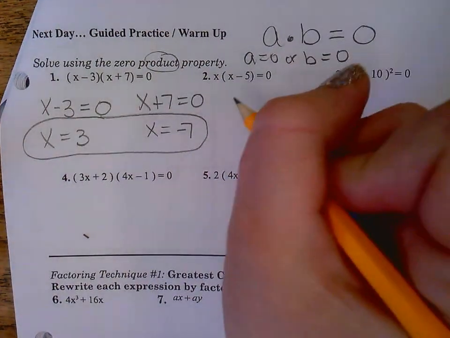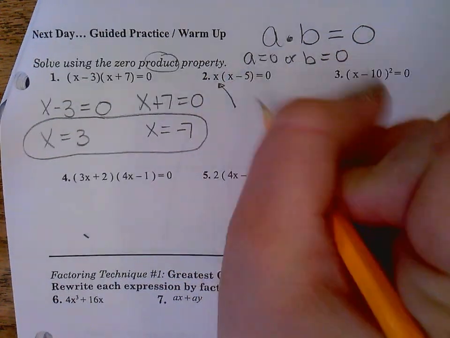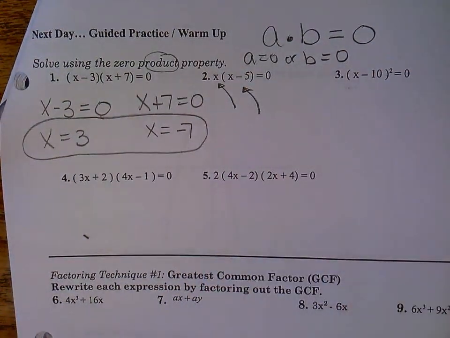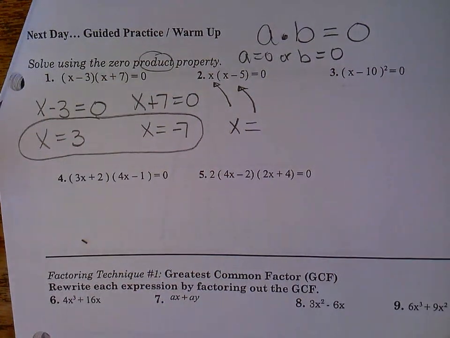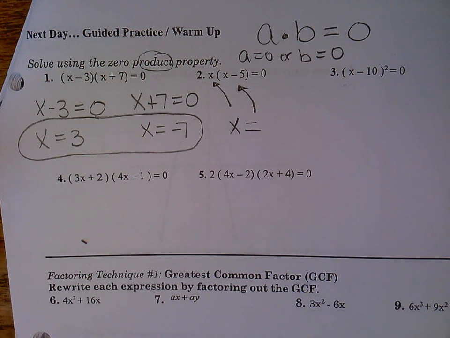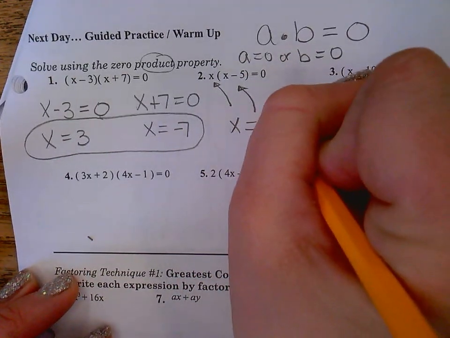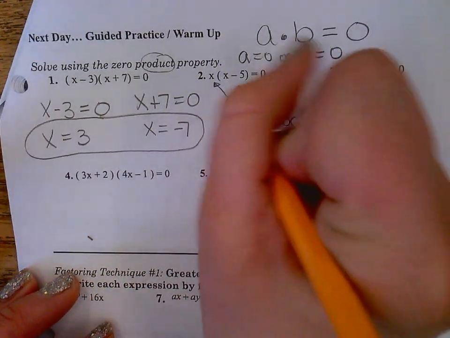All right, let's do this one in our head. What will make this function equal 0? So you look at your two factors. What will make this factor equal 0? To make this 0, x would have to be 0 itself, right? What about to make this one 0? X would have to be 5. So your two solutions are 0 or 5, or you could say 0 and 5.